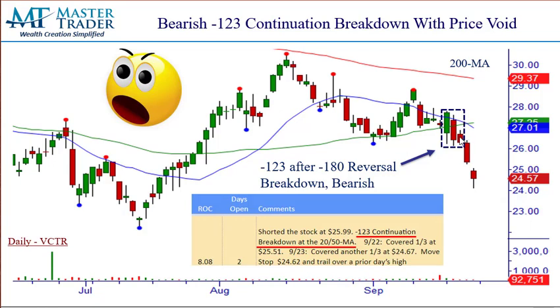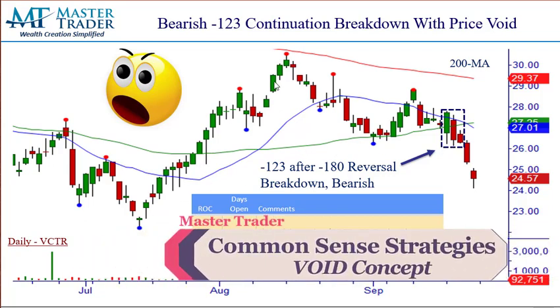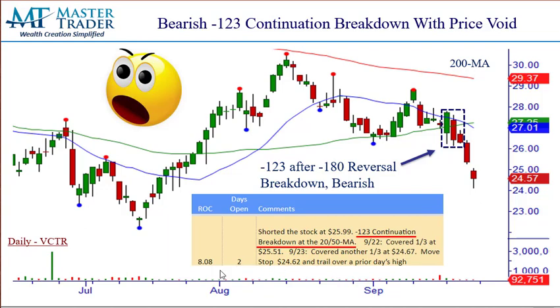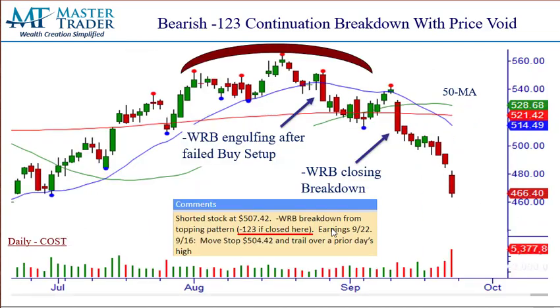Now I get the gift of an inside bar in the lower third. That is a 1, 2, 3 bearish continuation breakdown. After a 180 closing breakdown, and you see this big momentum move up, classic example, it leaves a price void. There's no significant support. We just simply went into trail mode here. This was a 3-day trade, 8% return.